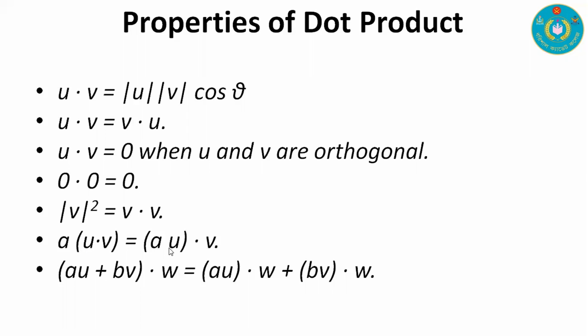u dot v is equal to au dot v, and au plus bu dot w is equal to au dot w plus bv dot w.